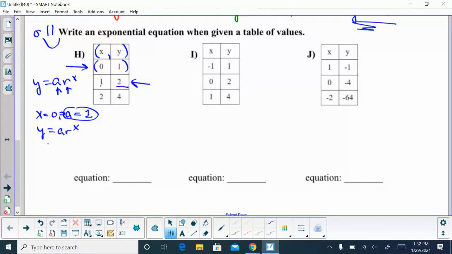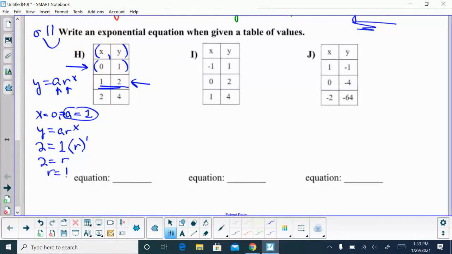So using this point here, y is 2. We said that a was 1 from the step earlier. We don't know what r is, but we do know that the corresponding x value is 1. So with that in mind, let's simplify this.